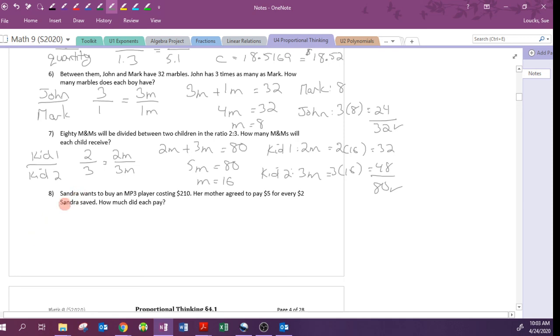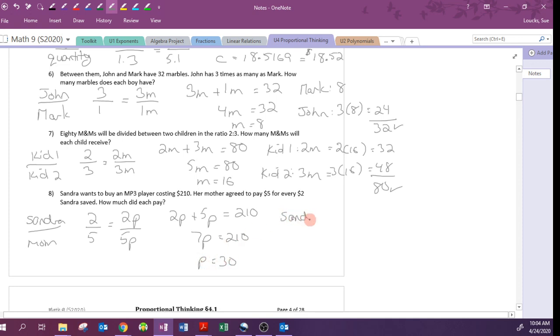And then with the MP3 player, I've got Sandra paying some money and Mom paying some money. And for every $2 that Sandra's paying, Mom is paying $5. So Sandra's going to pay 2 times some amount, I call it P, and Mom's going to pay 5 times some amount. 2P plus 5P is the total amount of money, which is 210. 7P equals 210, P equals 30.